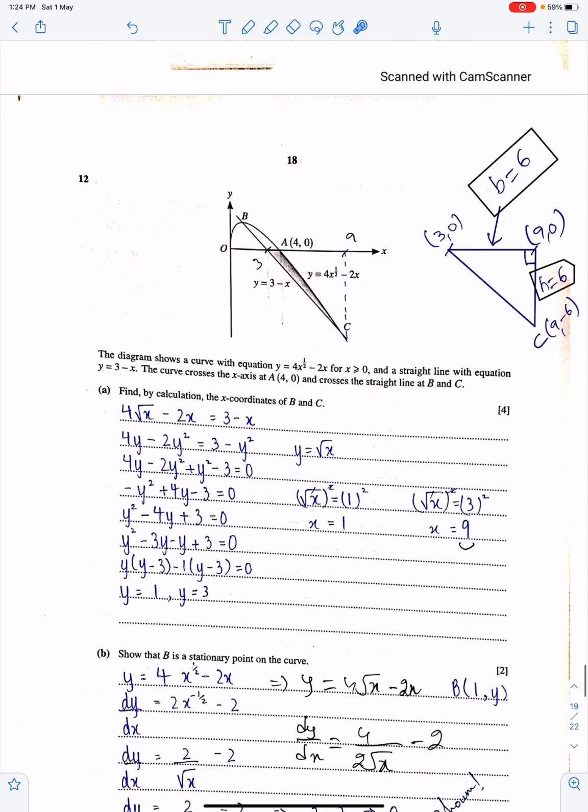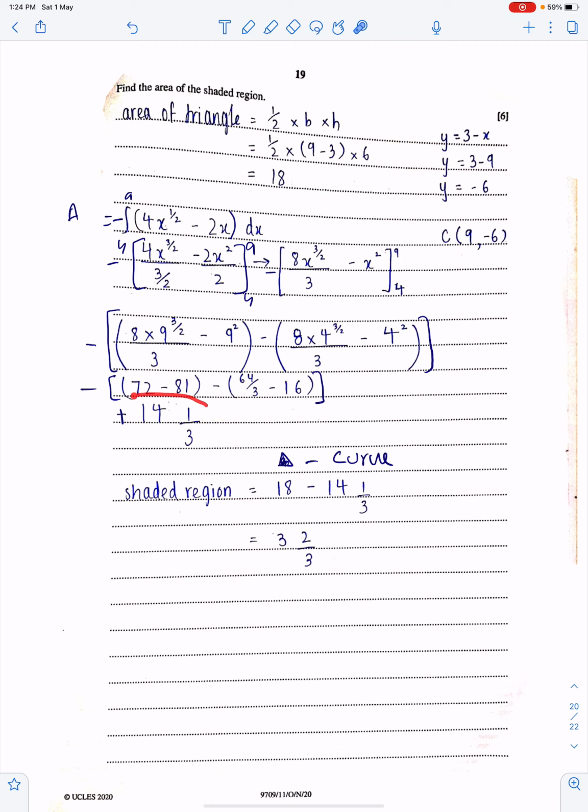Now we need to work out the area above this curve. For that we need to use these two values of x as lower and upper limits, 4 and 9. Since this curve is below the x-axis, you need to write a negative sign before the integral sign. When you integrate this equation with these two limits, you will get 14 whole 1 upon 3. This is the area above the curve. When you subtract this area from the area of the triangle, you will get the required answer, the area of the shaded region.